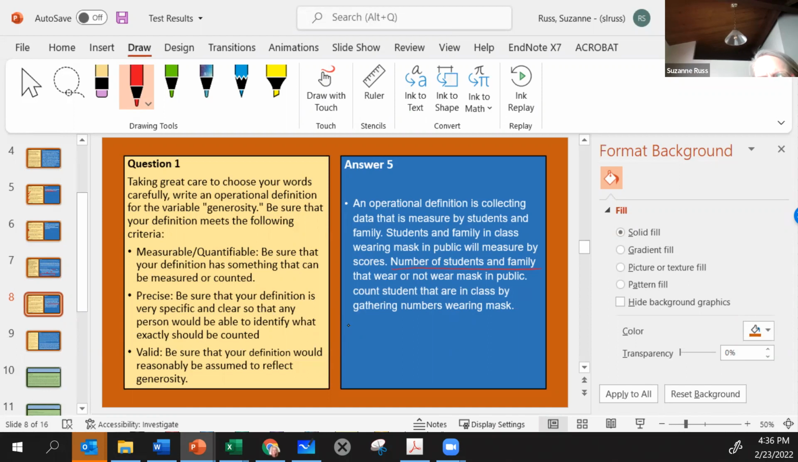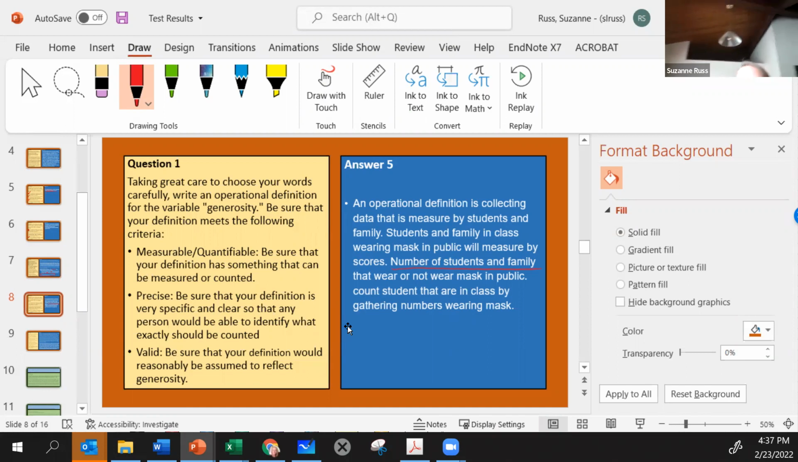We have the attempt at a number. We're supposed to count students. But I don't know how counting these students is going to tell us someone's level of generosity. So I think this is a little bit of a confused answer. So, yeah.